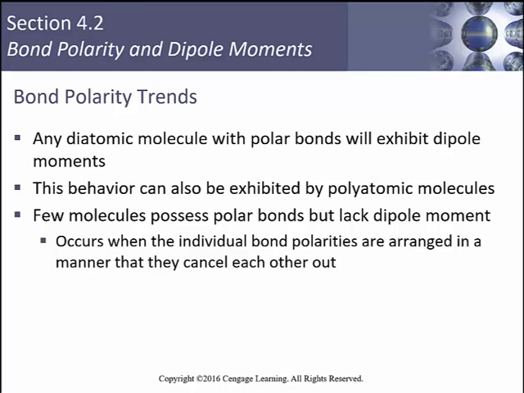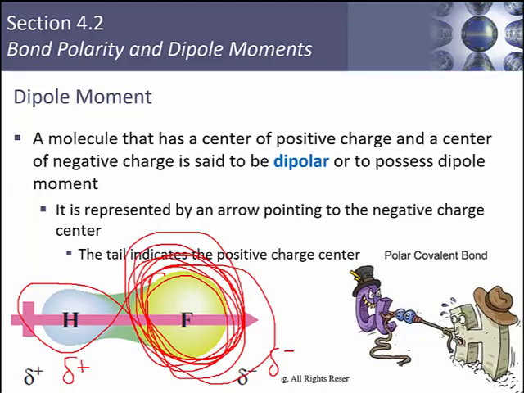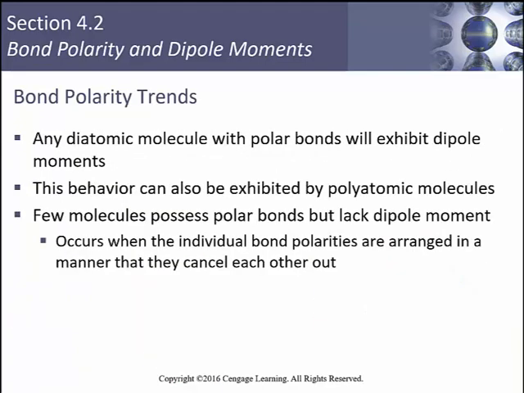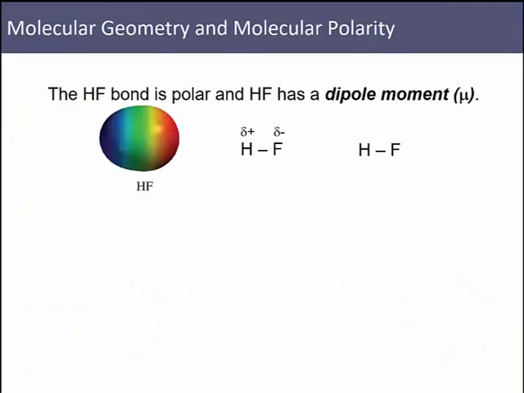Carbon dioxide is a great example of that. It occurs when individual bond polarities are arranged in a manner that they're going to cancel each other out. Right, so we've got these things, kind of looks like an arrow. You know what else looks like an arrow? A vector. So you can treat these guys like vectors. Okay? So looking at our HF bond, we've got a partial positive and a partial negative end to it, and it's going to introduce a dipole moment.